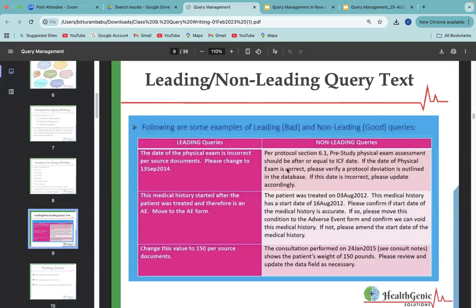Come on, guys. You all said correct. Non-leading queries are better because they avoid bias. Bias, okay, fine. But guys, you can talk. If it's wrong, that's fine. So what bias are you seeing?